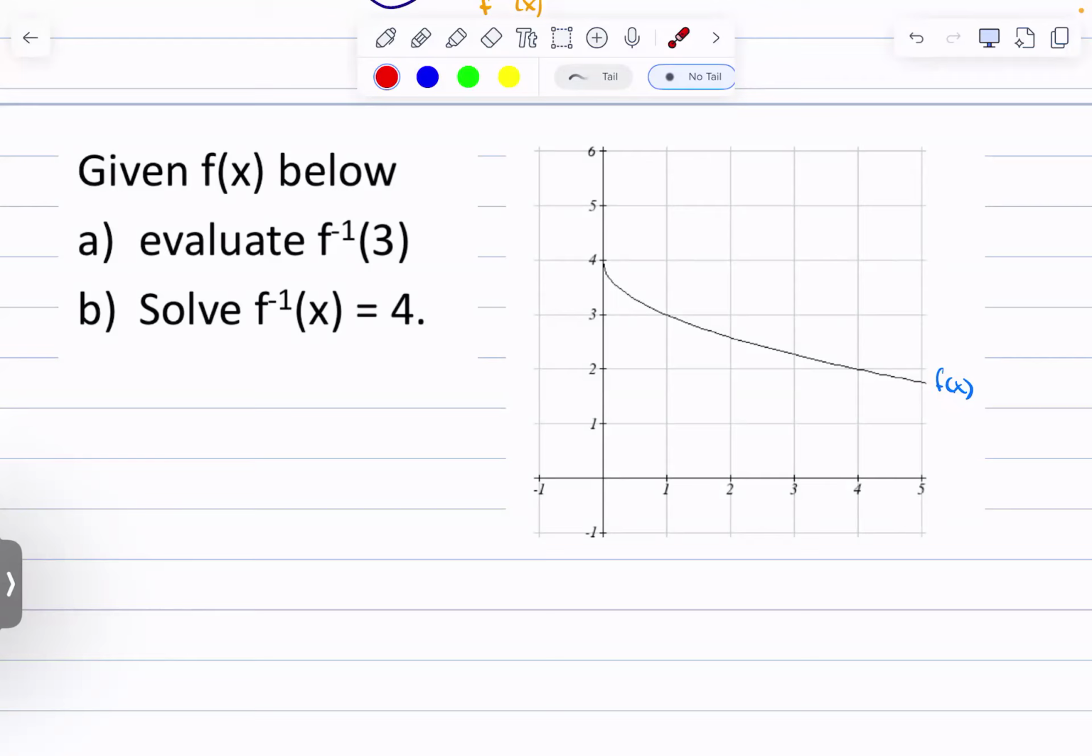Now, if I want to take this graph of a function and evaluate the inverse at 3, what does that mean? It means I'm moving backwards, essentially. Right? So from 3, I want to move onto the curve and then down to find the original input. So I get 1.